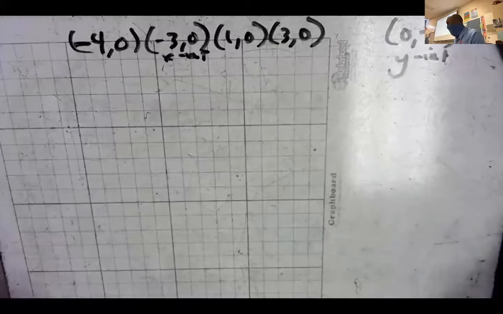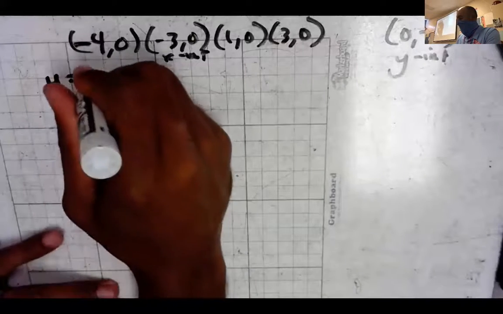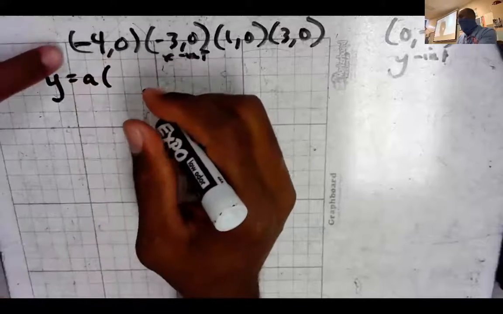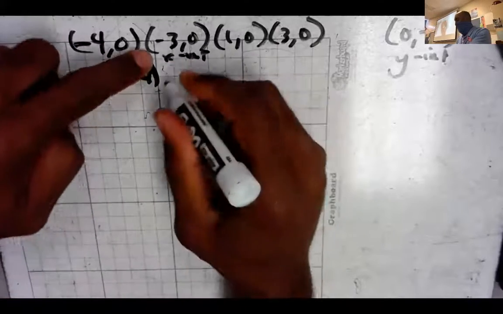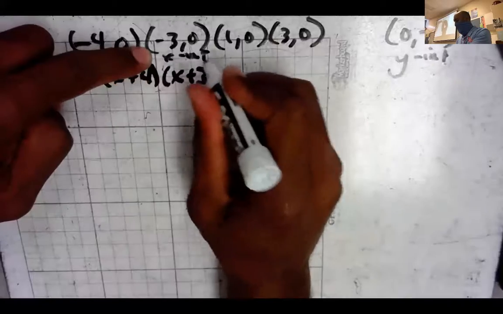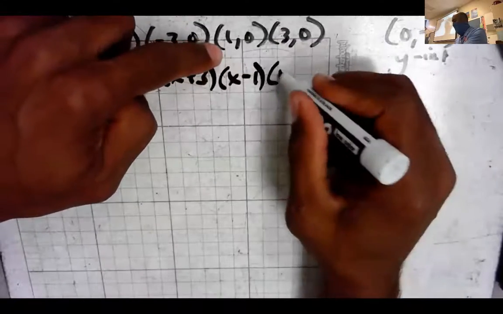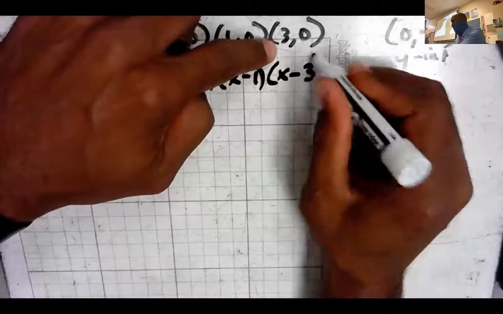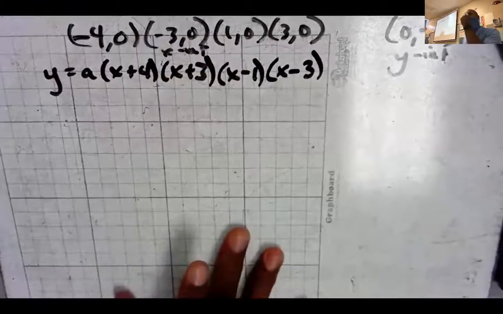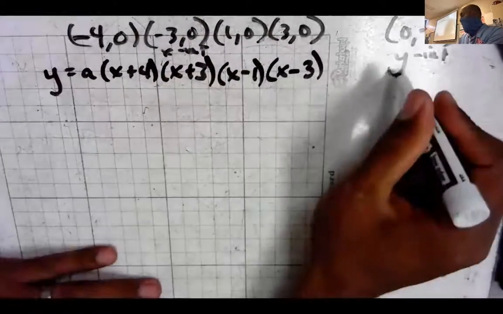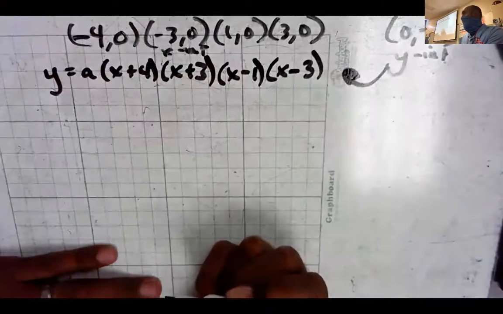All right, so now let me get a better marker here. Okay, so now when I first set this up, y equals a times x plus 4, then x plus 3, then x minus 1. Remember, we're just doing the opposite, and then x minus 3. So 4 different factors. Now it's time to plug it in. I've been telling you to plug in this number, so let's go ahead and actually do it for this one.